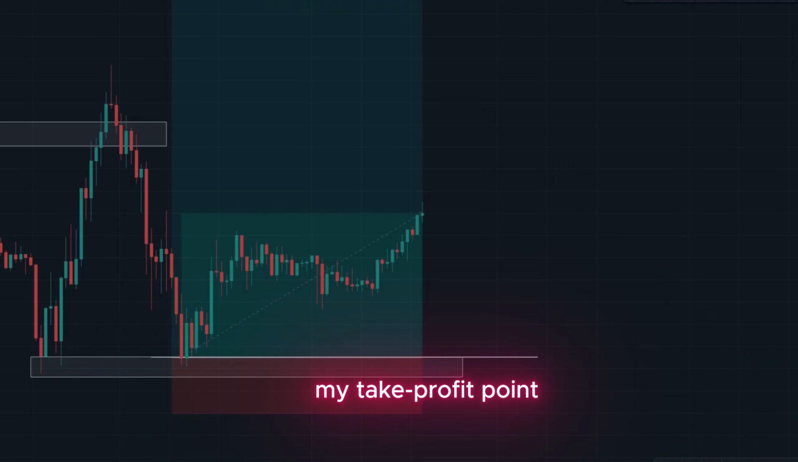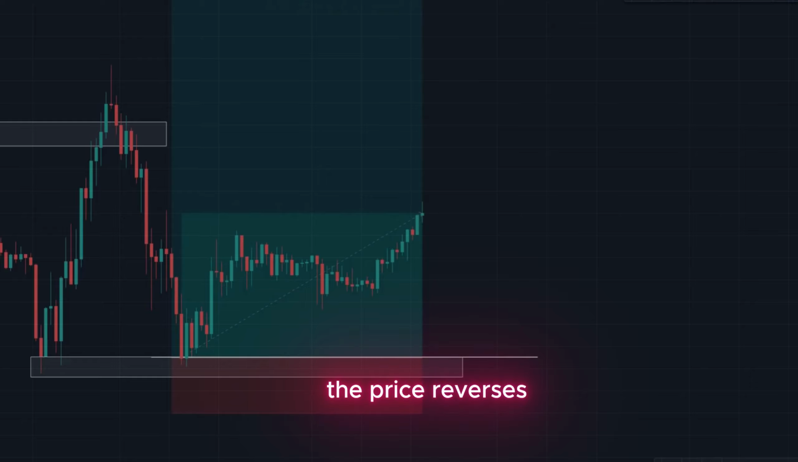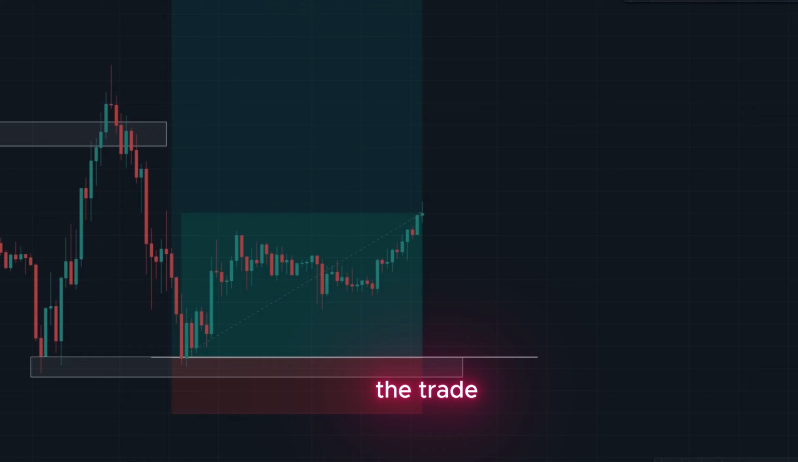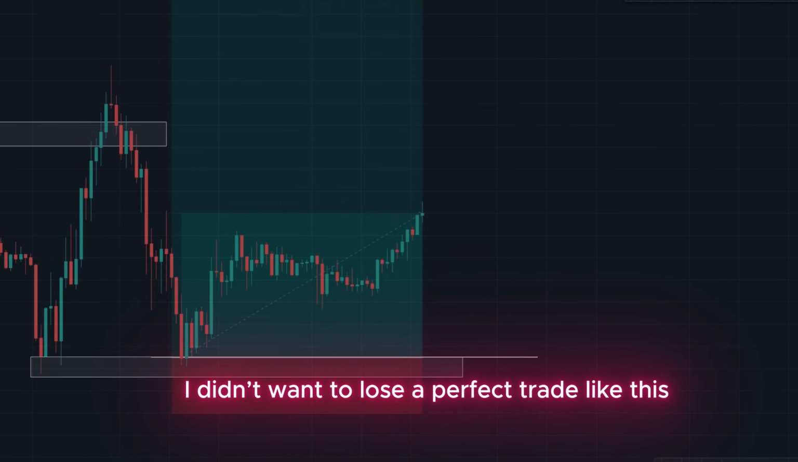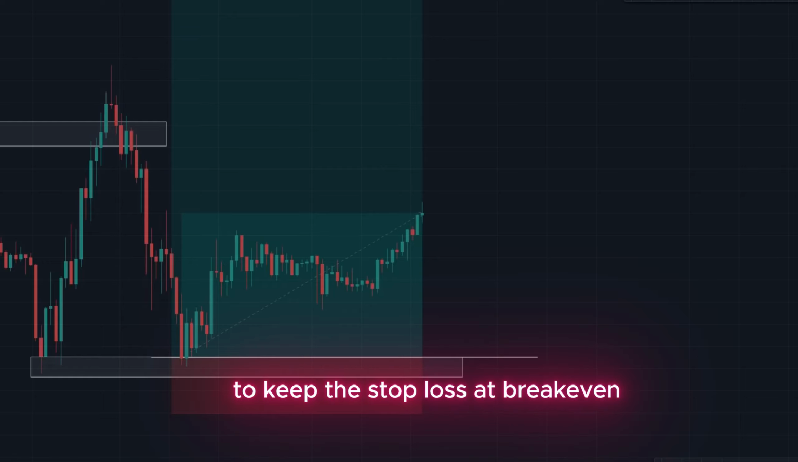Because when we move the stop loss, sometimes the price reverses and the candlestick wick hits our stop loss, and we lose the trade. I didn't want to lose a perfect trade like this, so I decided to keep the stop loss at break even and hold the trade until it reaches my risk to reward ratio of over 10.